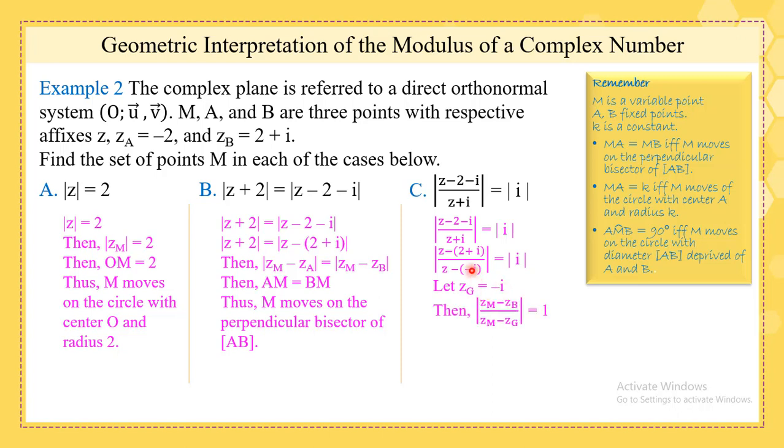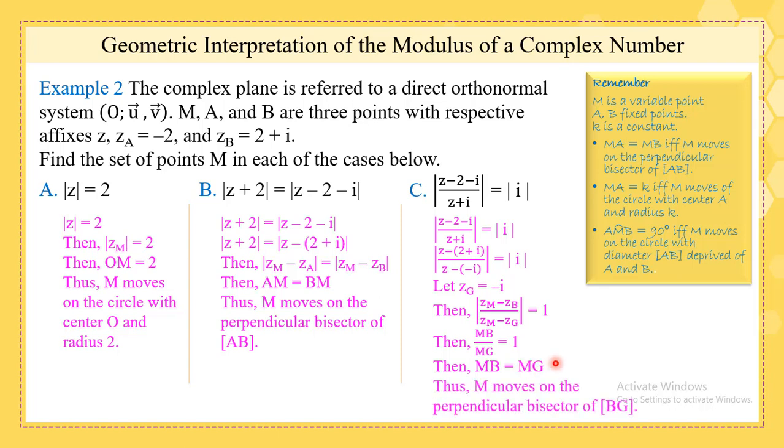And if we go back, we get the modulus of Zm minus Zb over Zm minus Zg, which is equal to the modulus of i, which is 1. So in this case, we get MB over MG is 1, or MB is equal to MG. So M moves on the perpendicular bisector of BG. Remember here that B and G are two fixed points.